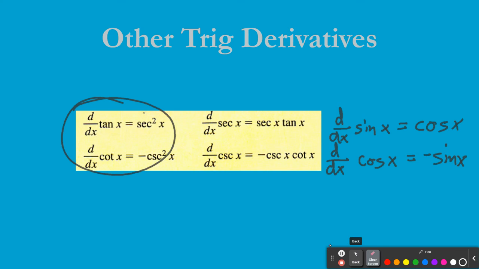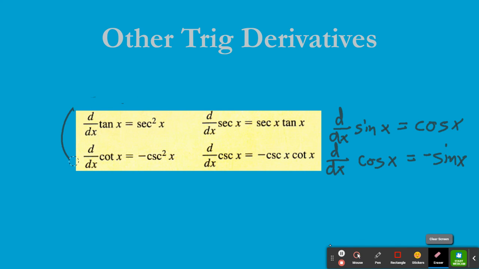Okay. Let's see. Tangent and cotangent get me secant and cosecant. That seems to kind of be close. Let me see what else I can do here. How about I take a look at secant and cosecant? Secant gets me secant tangent, and cosecant gets me cosecant cotangent.